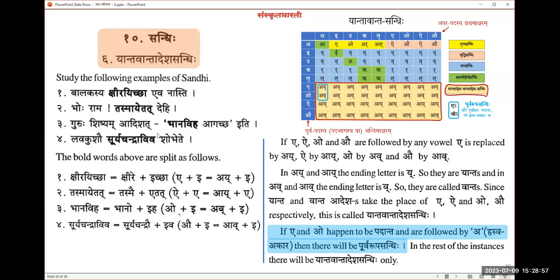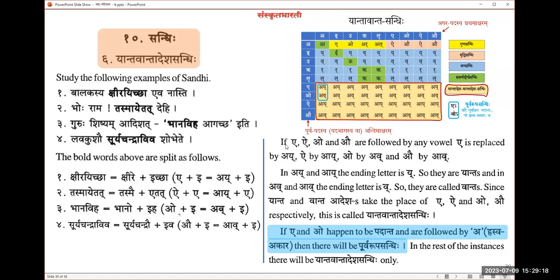Bano iha. Bano iha. Kshametam. Bano iha would have been Bana viha. So Bano iha. Then Surya Chandrau iva. Because av. So they have given one example each of the four. The board words, suppose we have seen this split.